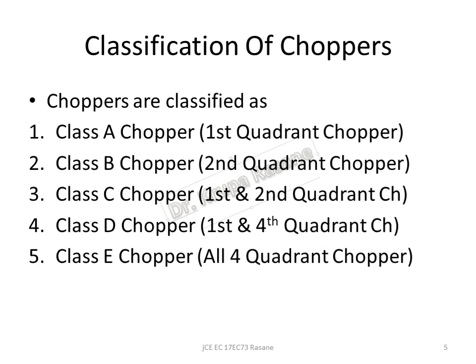We will have the class A chopper, which is the first quadrant chopper. We have four quadrants with respect to the load current and load voltage. In the first quadrant, both the voltage and current will be positive. Then we have the class B chopper, which is the second quadrant chopper in the four quadrant operation. Class C chopper is first and second quadrant chopper. Class D is first and fourth quadrant. Class E will be all the four quadrants.